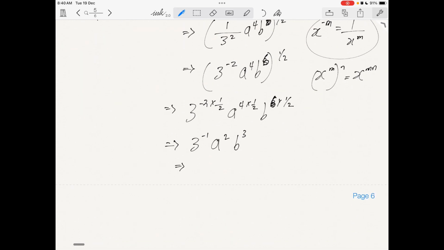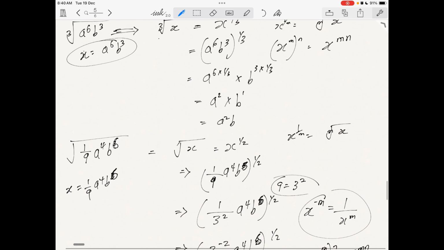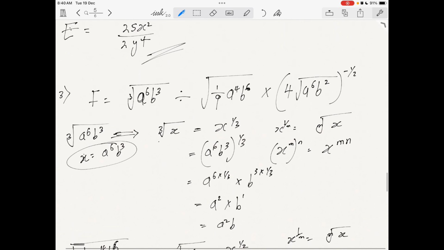So if we apply this same law again, x raised to power minus m is equal to 1 over x raised to power m. Then we can say that 3 raised to power minus 1 is 1 over 3, so that's a squared b cubed over 3. Alright, now that we have solved the first two parts, now we want to move into solving this.